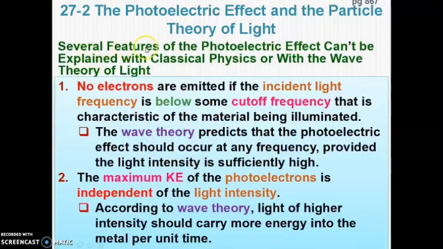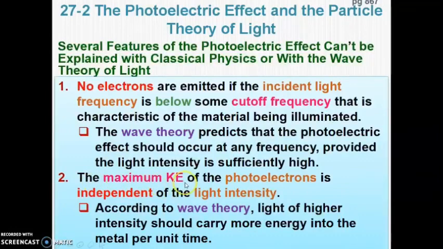So this one is several features of the photoelectric effect that can't be explained with classical physics or with the wave theory of light. Number one, no electrons are emitted if the incident light frequency is below some cutoff frequency that is characteristic of the material being illuminated. The wave theory predicts that the photoelectric effect should occur at any frequency provided the light intensity is sufficiently high.